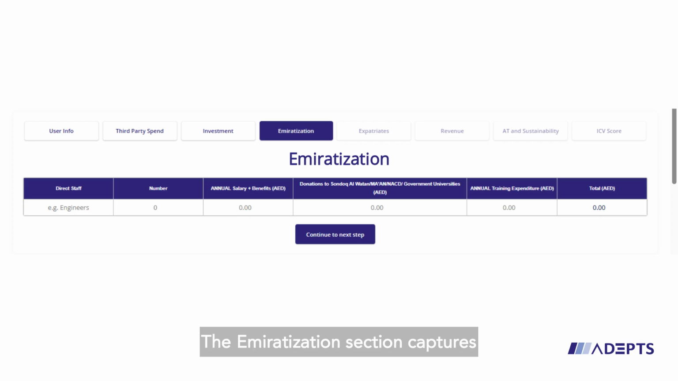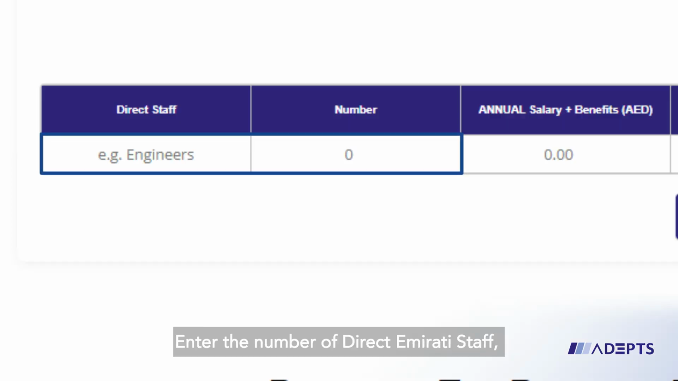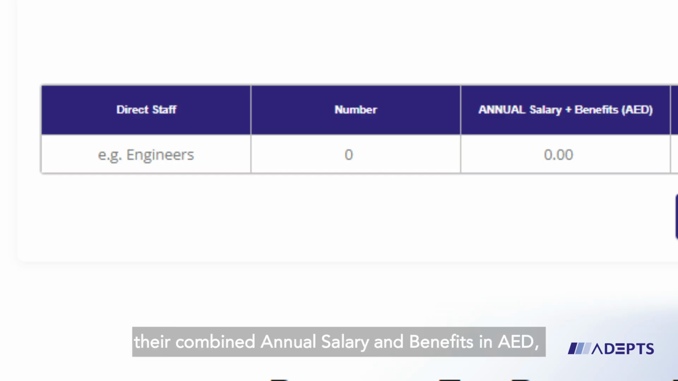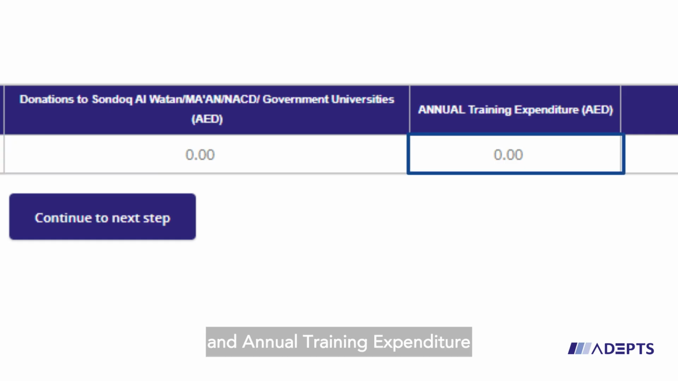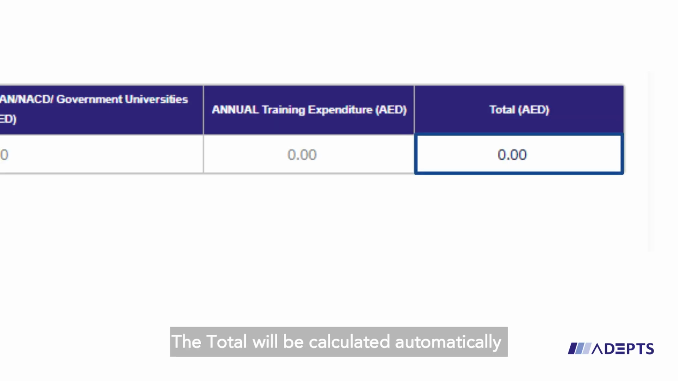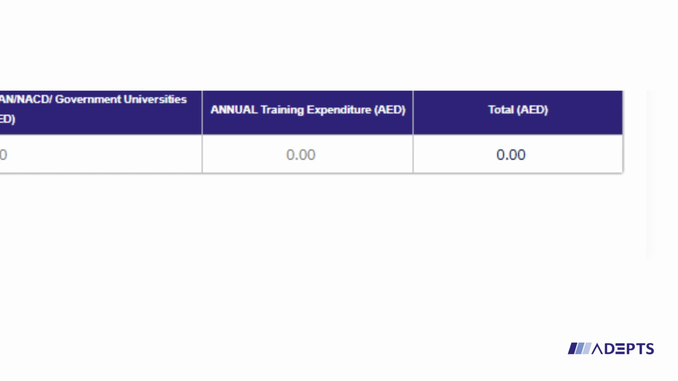The Emiratization section captures your UAE national workforce data. Enter the number of direct Emirati staff, their combined annual salary and benefits, any donations made to Sandak Al Watan, MAN, NACD, or government universities, and annual training expenditure for Emirati employees. The total will be calculated automatically and factored into your ICV manpower score.